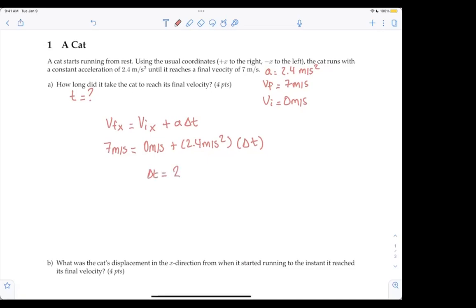Let me rewrite that so it looks a little more like a t, is equal to 2.9 seconds. And that's about right to me. That's what I have, 2.9 seconds. Sound good for everyone? Does that make sense? Any questions at all about part A?